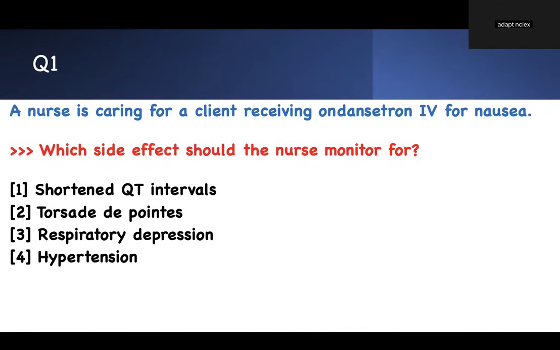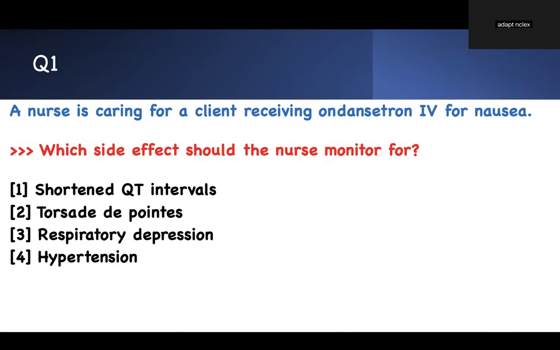If you go for the words in the question and the answers, you'll get it wrong. But go for the buzzword. The buzzword is what? Ondansetron. Ondansetron is an antiemetic. It's one of those medications that have a specific side effect. What is that specific side effect? Look at the answer choices. Shortened QT, Torsades de Pointes, respiratory depression, hypertension.